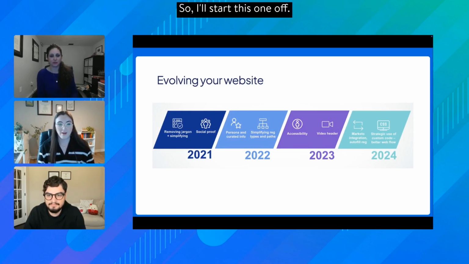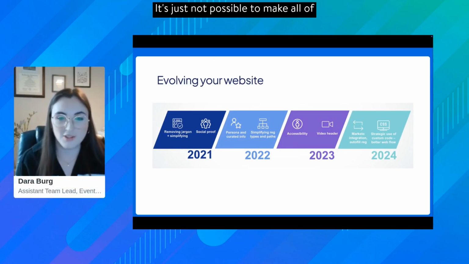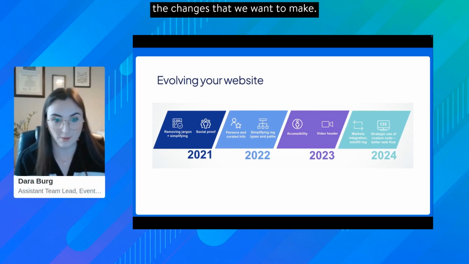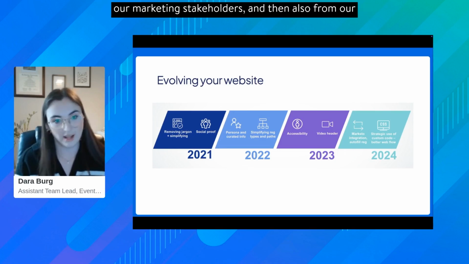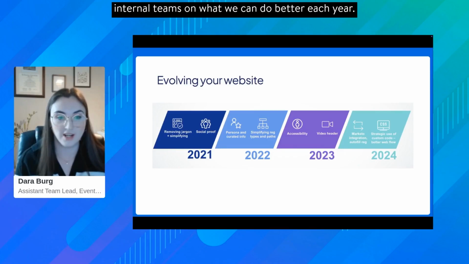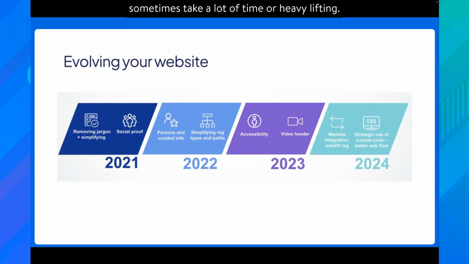Absolutely. So I'll start this one off. We really look at a couple of key priorities every year. It's just not possible to make all of the changes that we want to make. We get tons of great feedback, both from our attendees, our marketing stakeholders, and also from our internal teams on what we can do better each year. And a lot of these are things that sometimes take a lot of time or heavy lifting.